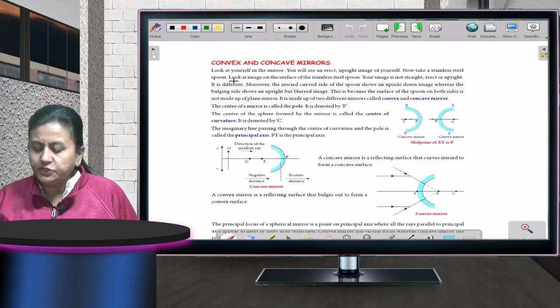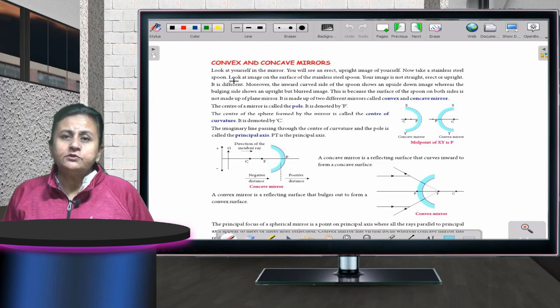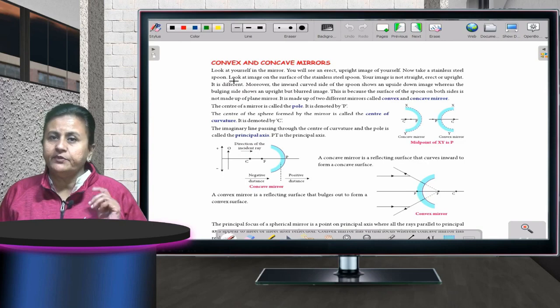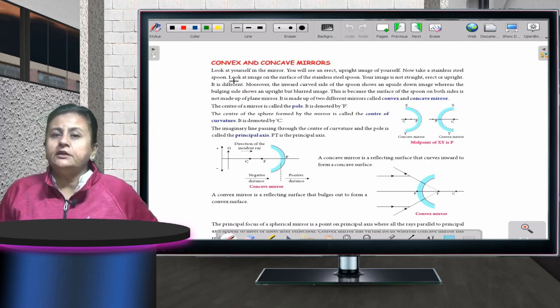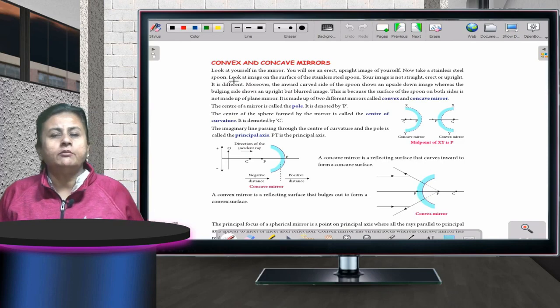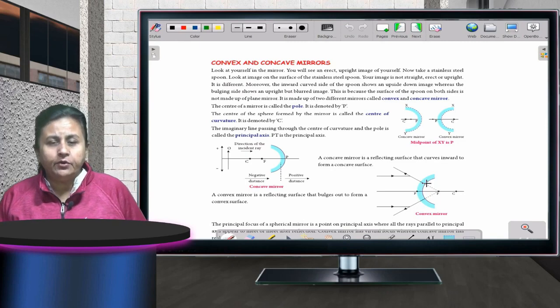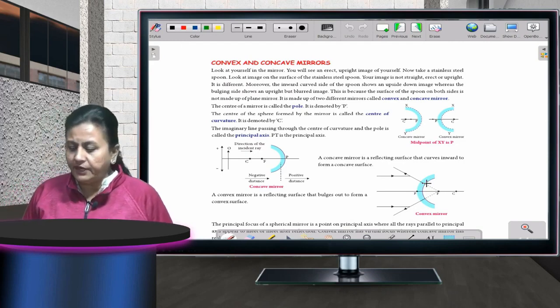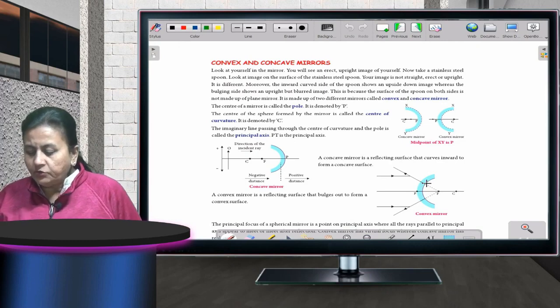So if I talk about convex and concave mirrors, if you see yourself in a plane mirror, you will find yourself of exactly the same size, and your image formed would be in an upright position. But if I talk about concave and convex mirrors, the images formed by them would be different. Sometimes the image may be inverted, and it may not be of the same size. It may not be clear. So things depend on the types of different mirrors which we have.